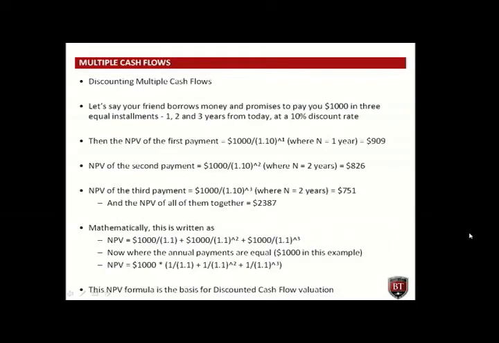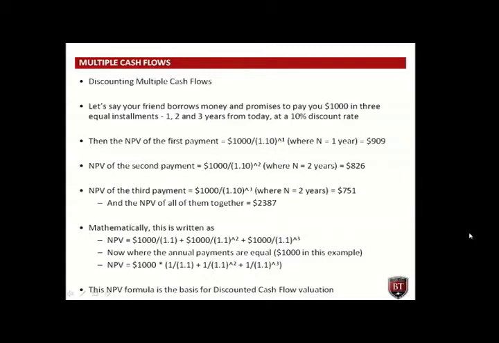Now, in financial modeling, we typically model multiple cash flow streams. So, as you'll see, there are cash flows in year 1, year 2, year 3, year 4, year 5 of your financial projections. And these multiple cash flow streams need to be valued, let's just say, to give you the net present value today. Or to take a different example, let's say your friend borrows some money from you today and promises to pay you $1,000 in 3 equal installments 1 year from now, the second one 2 years from now, and the third one 3 years from now at a 10% discount rate.